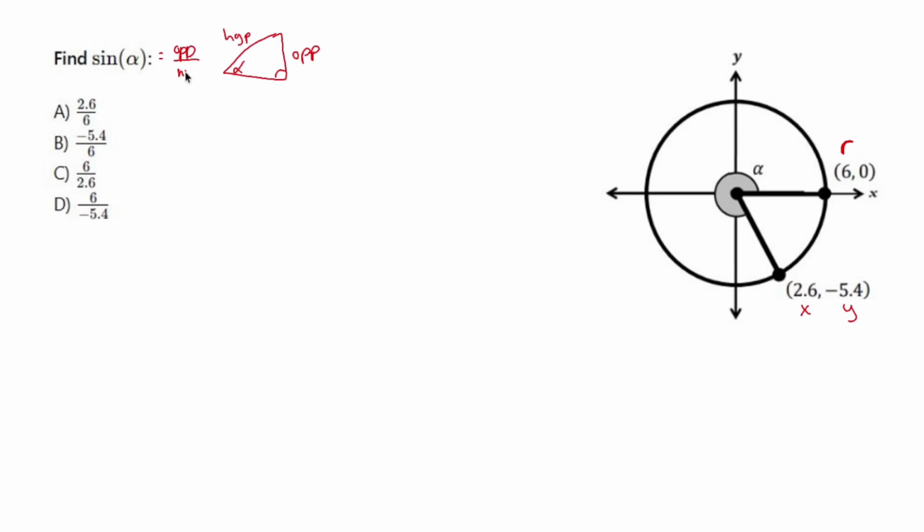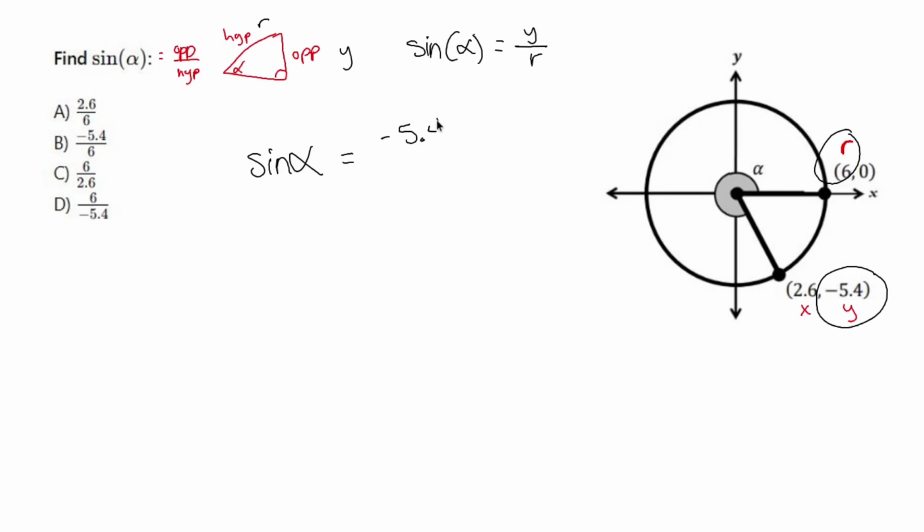Opposite over the hypotenuse. When I compare this to this, the hypotenuse is always going to be my radius, and the opposite in this case is going to be my y value, up and down. So sine alpha is going to be the opposite, which is y, over the hypotenuse, which is r. So try to memorize the fact that your sine is going to be y over r. In this case, my y is negative 5.4 and my r is 6. So sine alpha is going to equal negative 5.4 over 6, which is going to be negative 0.9.